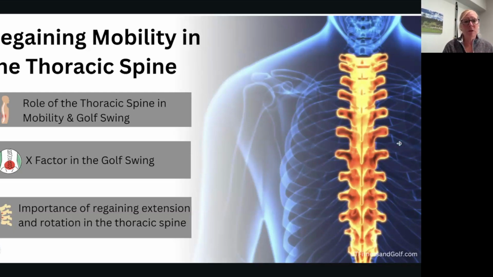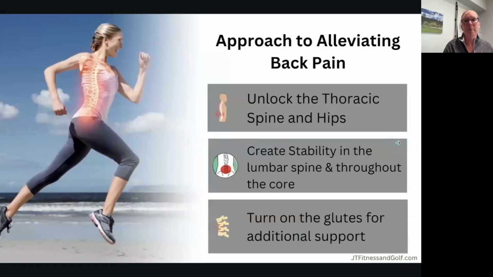And we want to be able to regain extension and rotation in our thoracic spine because this takes pressure off our low back, improves our swing mechanics, increases swing speed, and overall health improves.